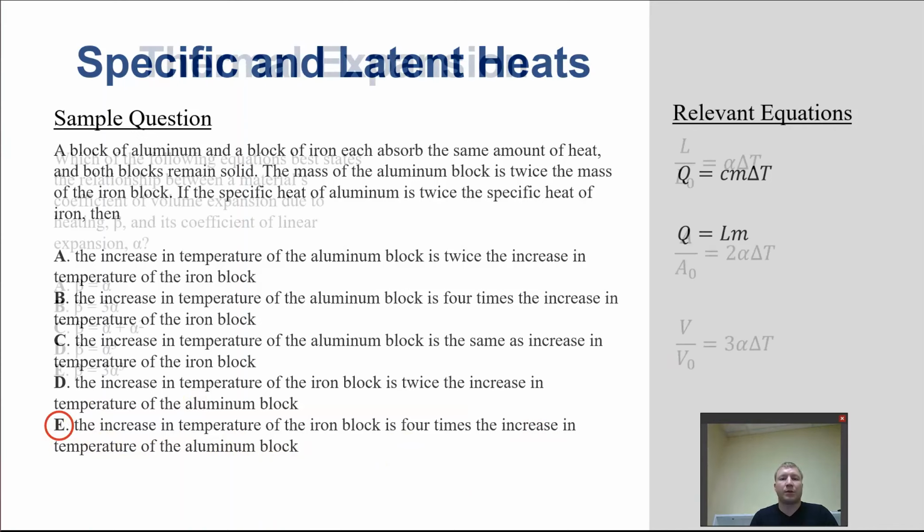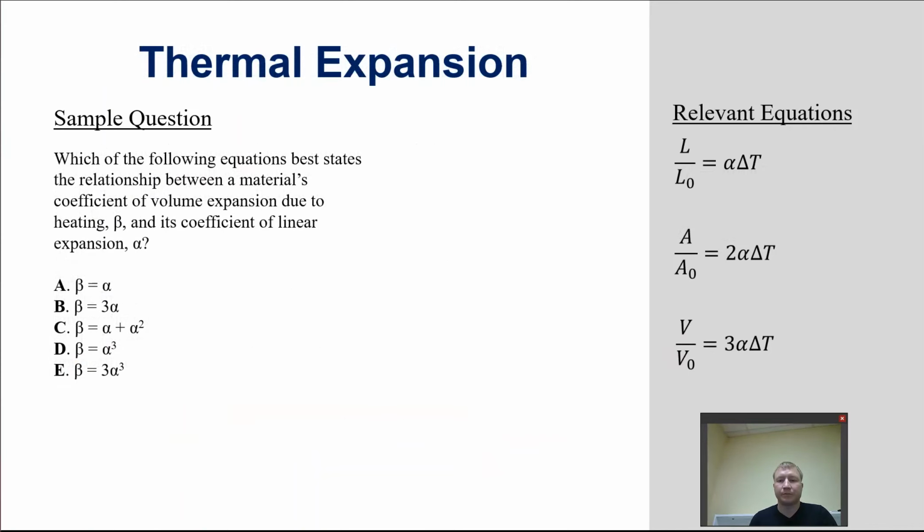Okay, so let's look at the next question. Thermal expansion. So relevant equations here are fairly straightforward. If you have linear expansion, then it's just new length over initial length is proportional to change in temperature, and alpha is the coefficient of linear expansion. And if you're talking about area, it's exactly the same, except you multiply it by a factor of 2, because it's a two-dimensional object, so it expands in 2 dimensions, and for volume, it's a 3-dimensional object, so it expands in 3 dimensions.